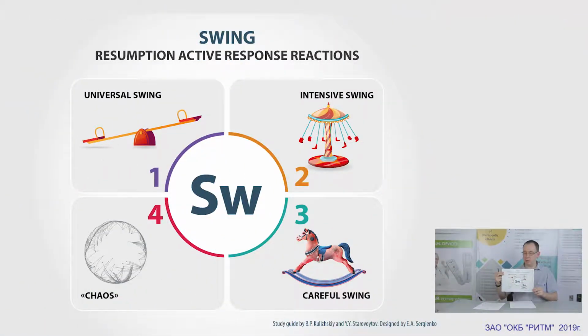There can be up to 4 swing modes in your scanner device. First mode, swing 1, is the universal swing. Swing 2 is the intensive swing. Swing 3 is the careful swing.